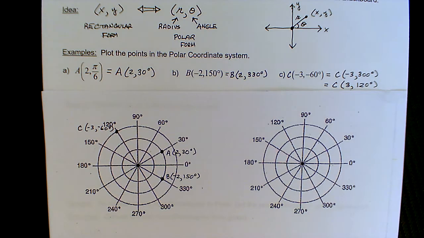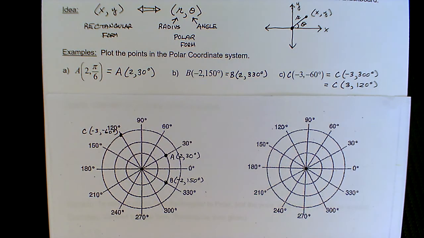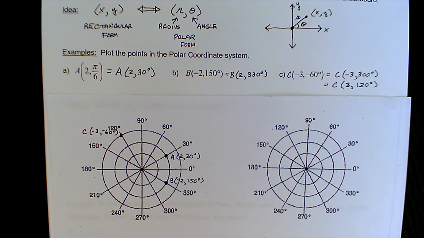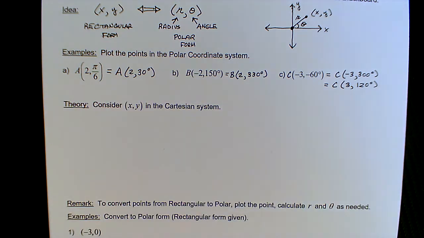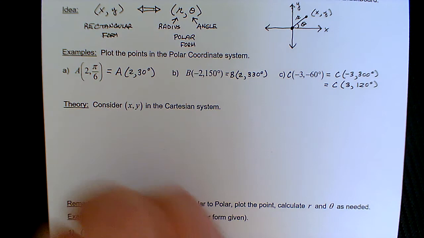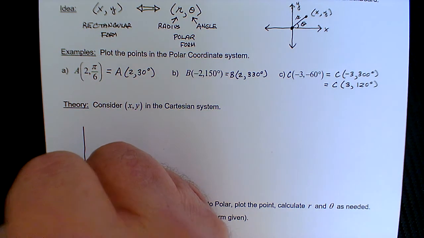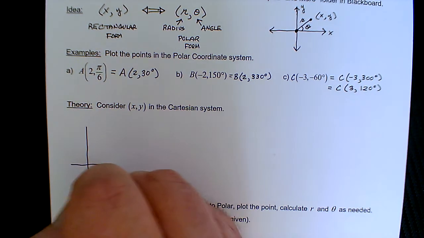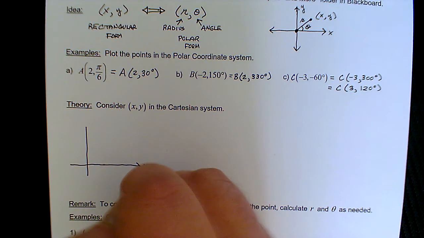Okay, so that's how we plot points, and you don't really have to worry about that. You'll see the examples that we're going to be concerned with. Here's the theory behind what you might consider as conversion equations. For simplicity, let's just consider a point in the first quadrant of the Cartesian coordinate system.